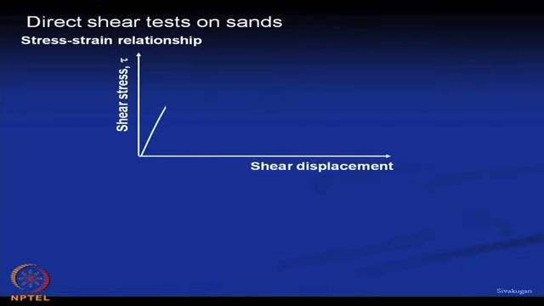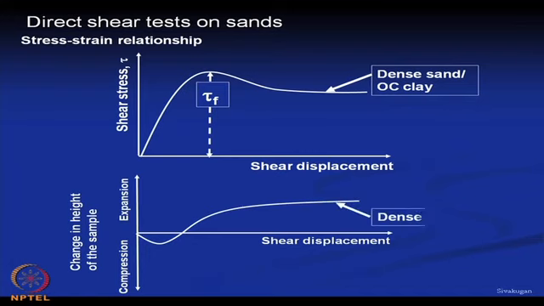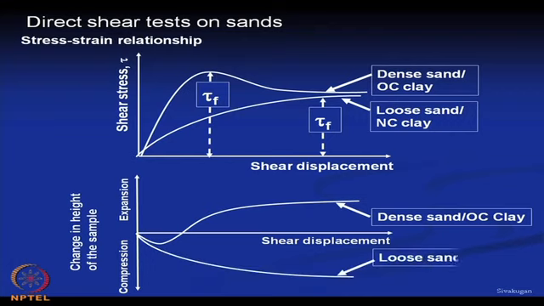We will get a similar curve for the direct shear test also. This is for the dense sand and this is for the loose sand, and similarly volume versus shear strain. This is shear displacement and shear stress, whereas the previous curve was axial strain and deviatoric stress, but we will get a similar nature of curve.